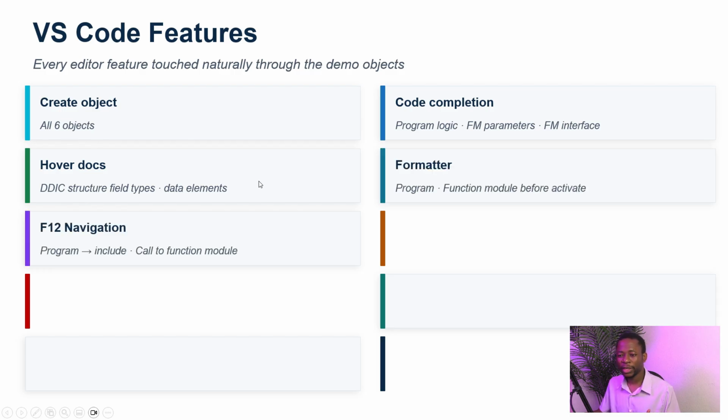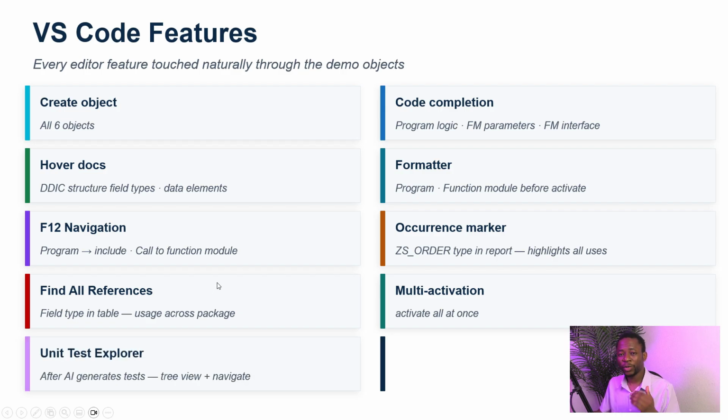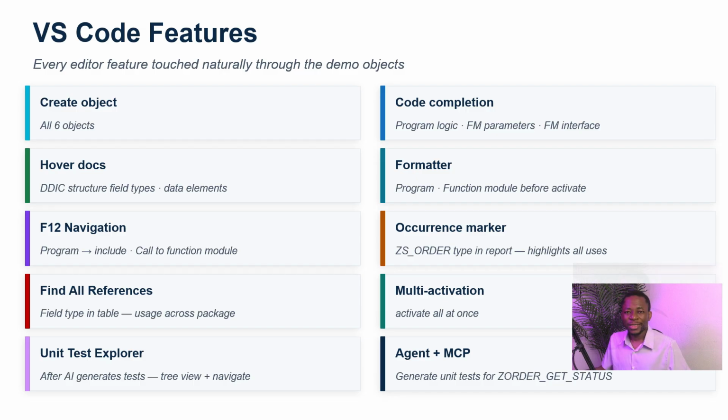Also, the formatter is there. We are going to also see F12 navigation. So for instance, we go to where the function module is called, and also occurrence marker, find all references, multi-activation to activate all objects. Unit test explorer is what we will also see, and also agent plus MCP. So we are going to use the agents that we have to create or generate unit tests. So that's what we are building.